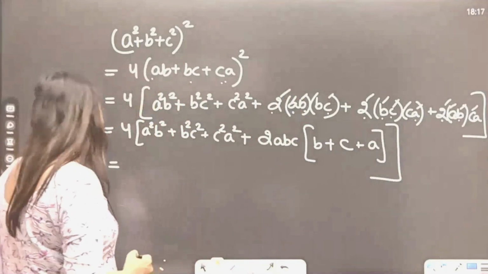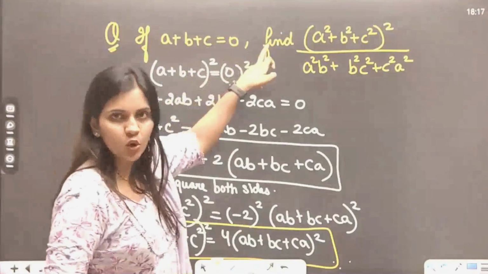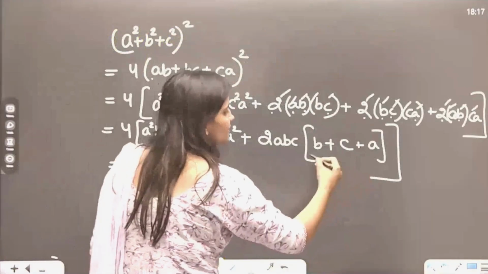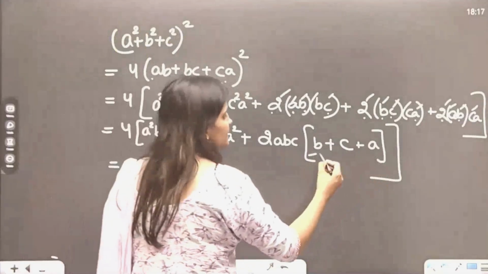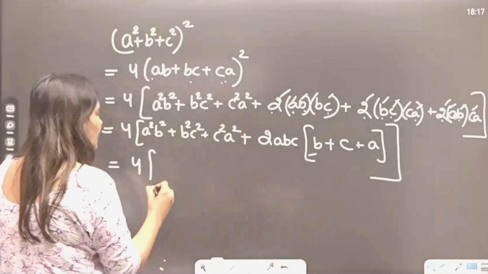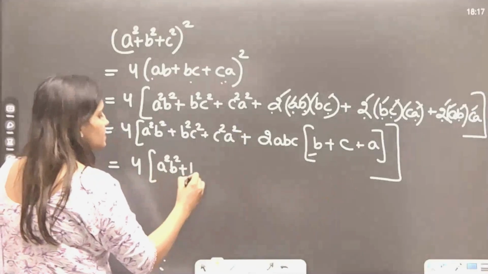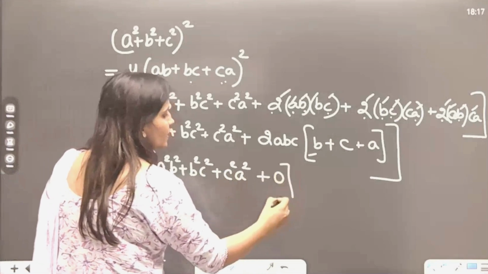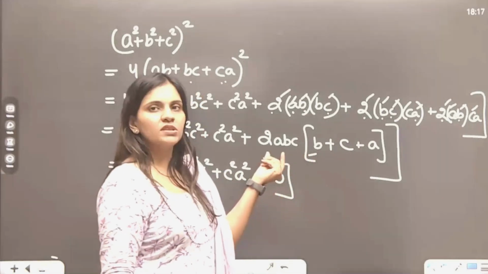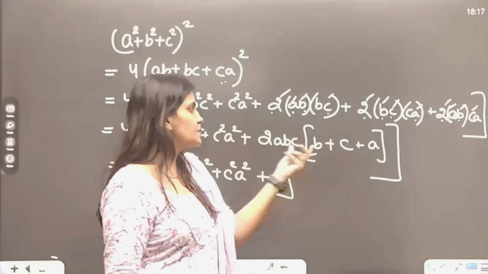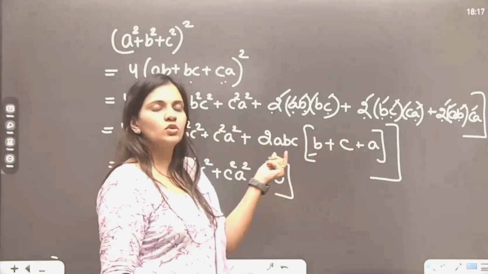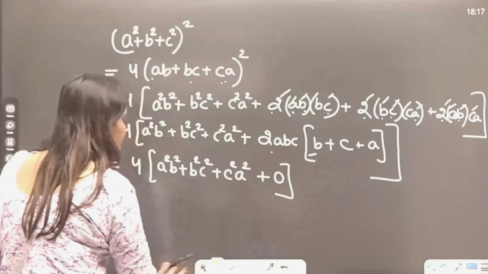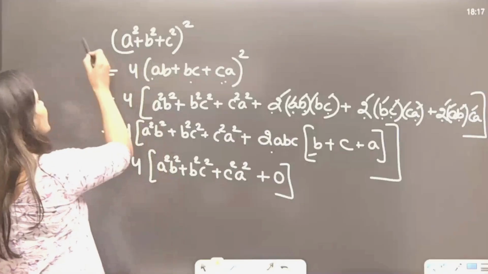But we know what is the value of A plus B plus C given? A plus B plus C was 0. So I can place the value of this as 0. So 4 times of A square B square plus B square C square plus C square A square, plus 0, because 0 into something will become 0. This is being multiplied with this, so 0 into something is 0 only.